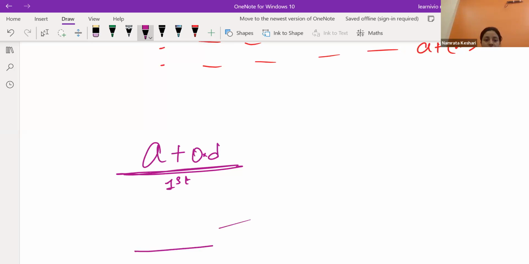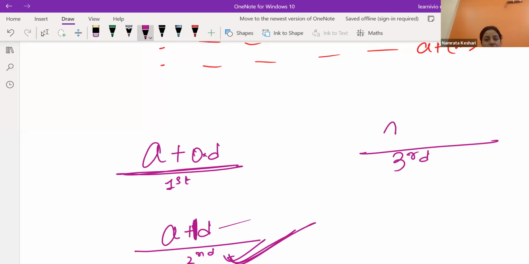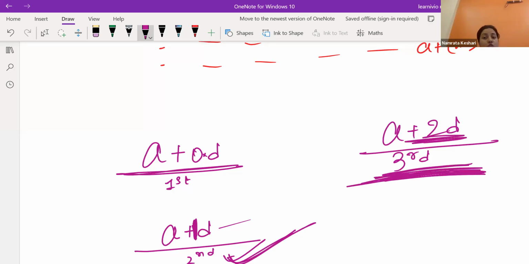The person sitting at the second place, I ask how many D you are having. That person will say I have A plus D, just 1D. Second place 1D, third place A plus 2D, third place 2D. Is it clicking that according to the placement, all the terms have one less D?